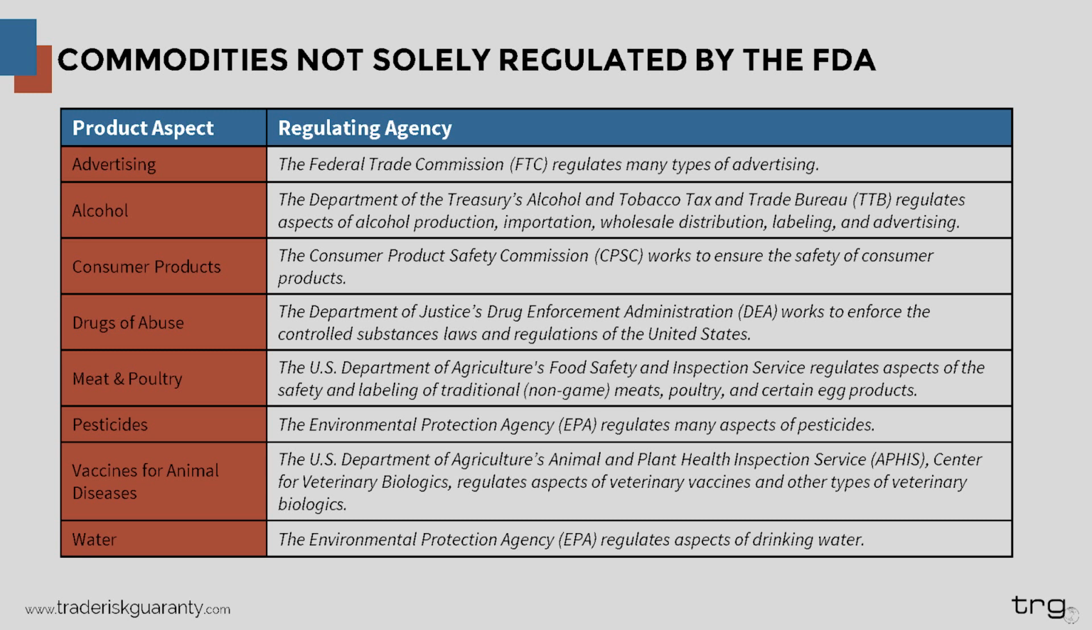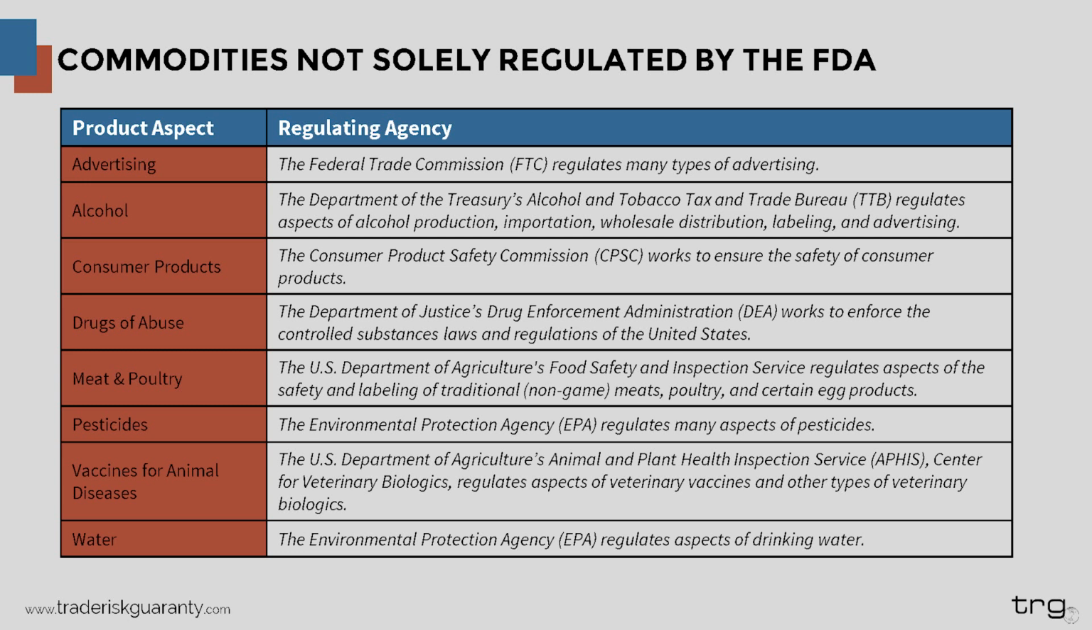PGAs. Meat and poultry. So the FDA, obviously it is a food, so that would involve the FDA. However, the U.S. Department of Agriculture's Food Safety and Inspection Service regulates aspects of the safety and labeling of traditional non-game meats, poultry, and certain egg products. So it would be those two PGAs overseeing that aspect together.